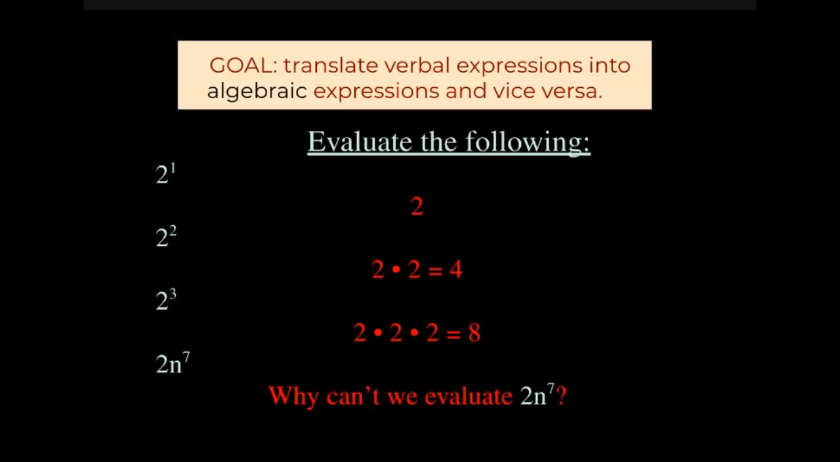Okay? So if it's 2n to the power of 7, you cannot evaluate it unless I say let n be 5, then you could do that. But unless there is a value of n, you cannot evaluate. If there's not, then the answer is 2n to the power of 7. Okay?